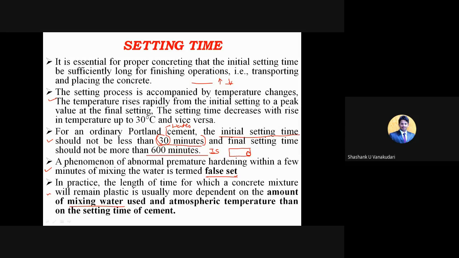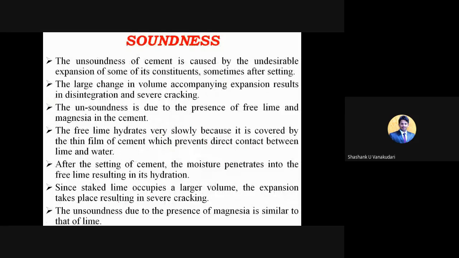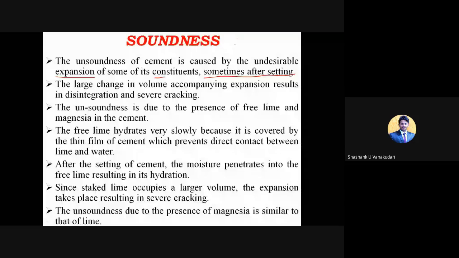And then the soundness. Soundness is the property where the change in volume of the cement can be measured by conducting various tests. Unsoundness of a cement is caused by the undesirable expansion of some of its constituents sometimes after setting. This particular property comes after the final setting of cement, after one day, 600 minutes, 10 hours. So you can consider 1 day.